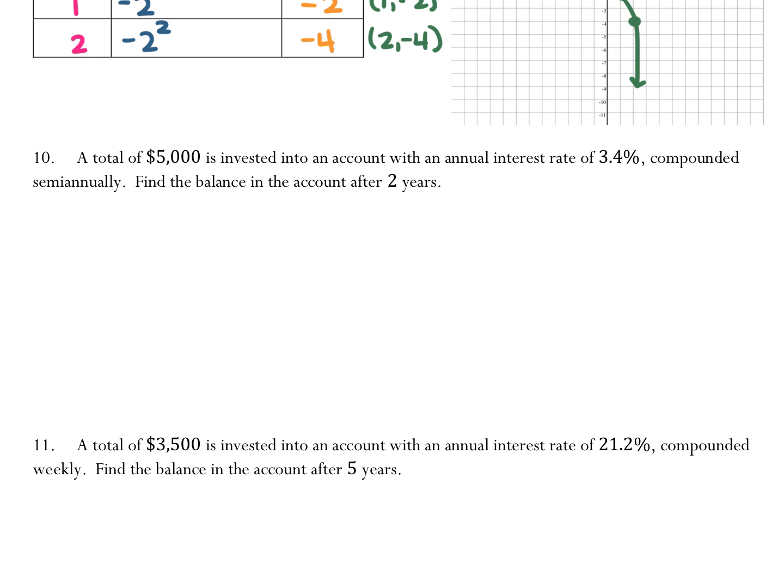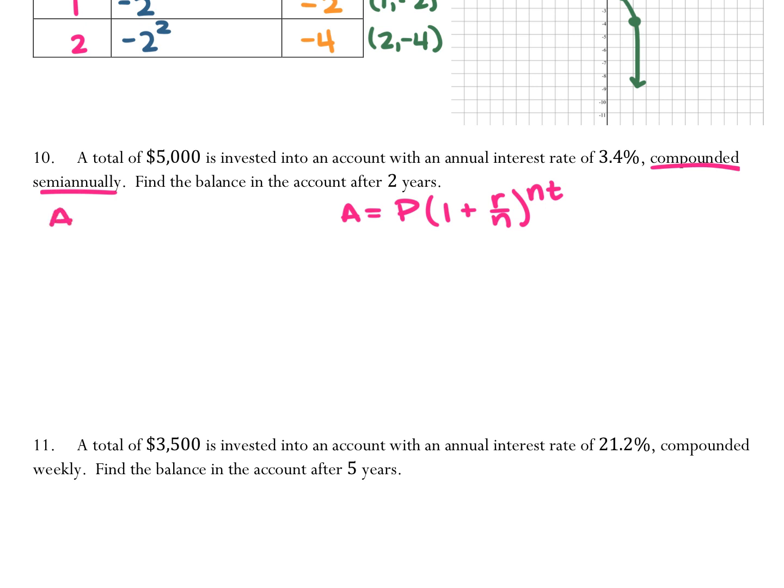Okay. So for number 10, it tells you that a total of $5,000 is invested into an account with an annual interest rate of 3.4% compounded semi-annually. Find the balance in the account after 12 years, or after 2 years, sorry. This says compounded semi-annually, which means you're going to use the formula A is equal to P times 1 plus R over N to the power of N times T.